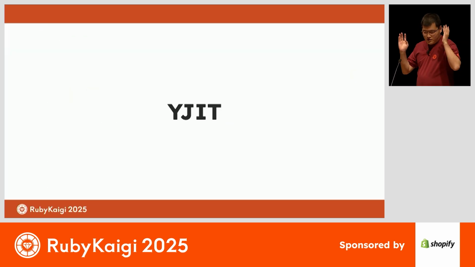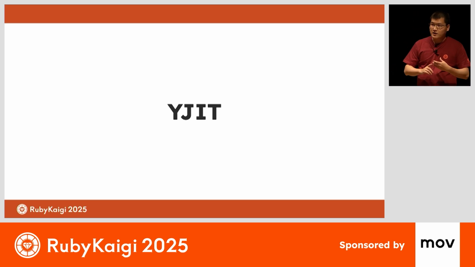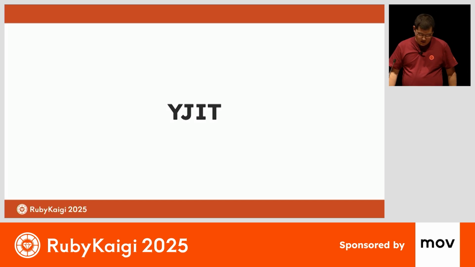So today's talk is about YJIT. YJIT stands for Yet Another Just-in-Time Compiler. And a Just-in-Time Compiler does optimization by switching from the interpreter, which interprets the virtual machine instructions that are specific to the CRuby implementation, to machine code that can be natively executed by Intel or ARM CPUs.